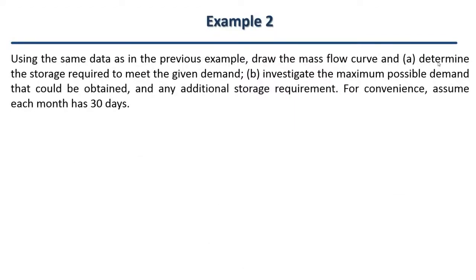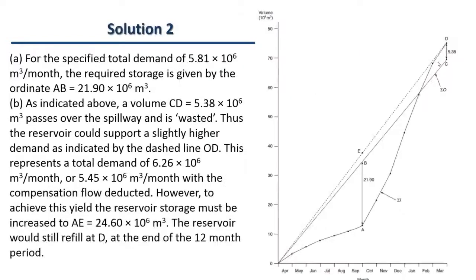Section B, investigate the maximum possible demand that could be obtained and any additional storage requirement. In this case, this amount is wasted, so we want to see how we can use it. One good approach is to look here: line OC is the demand. If you have line OD, the dashed line, this is the maximum. If the demand is the dashed line, the total inflow is going to be used completely at point D.